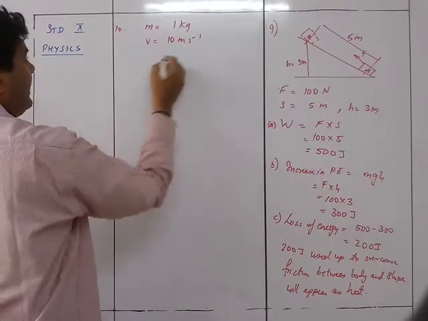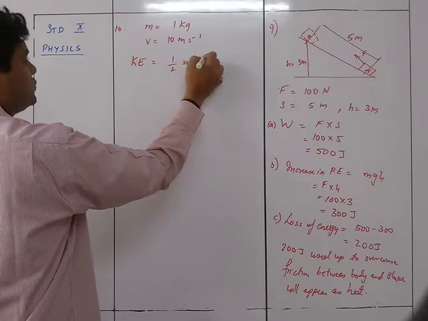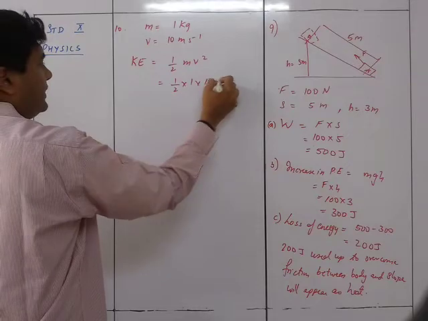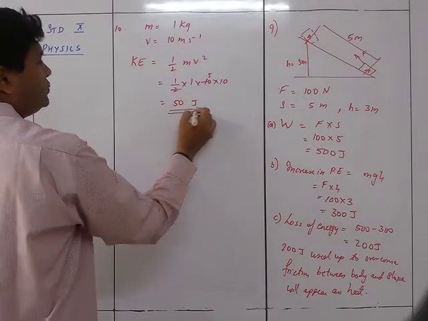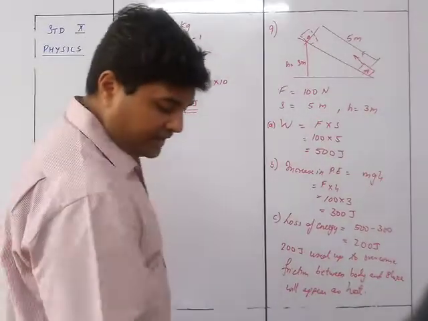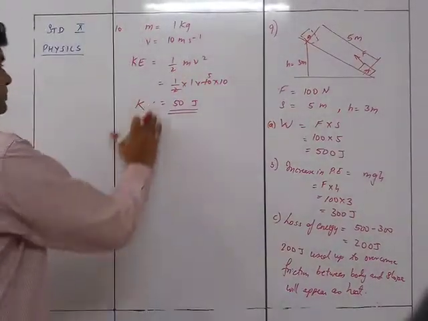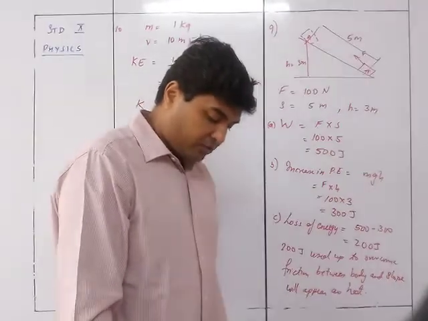So accordingly we have KE is equal to half mv square. So that's half into 1 into 10 into 10, which gives you 50 joule. So 50 joule is the kinetic energy K of this particular body. So K is equal to half mv square is equal to 50 joule.